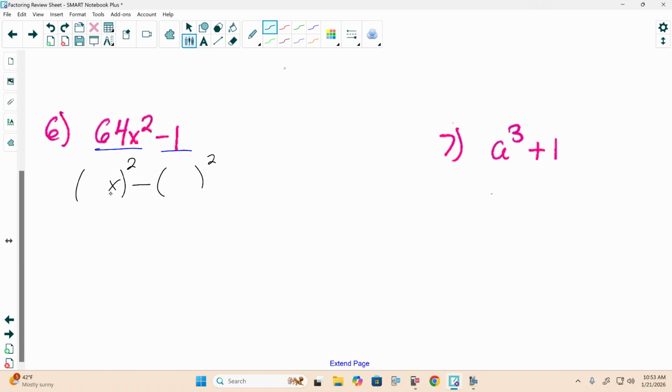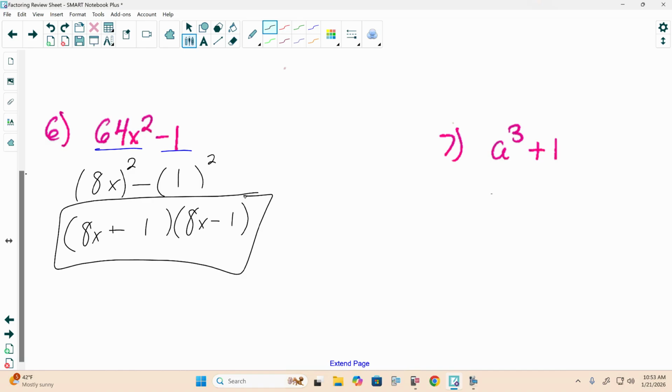Now we need to see what times itself is 64, and that would be 8. We can either know that 8 times 8 is 64, or if we take the square root of 64, it will tell us that it is indeed 8. Now we need to figure out what times itself is 1. 1. So according to our difference of perfect squares formula, a plus b, well, a is 8x, b is 1. A minus b would be 8x minus 1. And that's it.